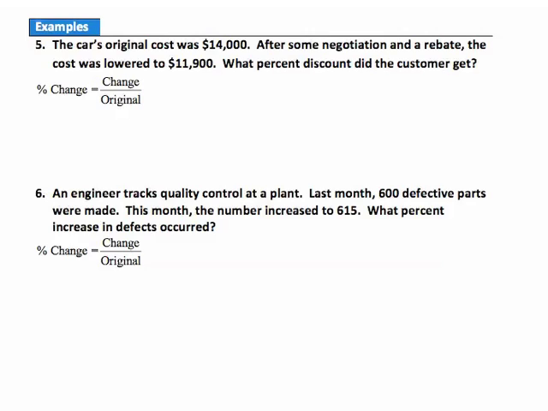The car's original cost was $14,000. After some negotiation and a rebate, the cost was lowered to $11,900. What percent discount did this customer get? Well, remember, our percent increase or decrease is written like this. The percent change is equal to the amount of change divided by the original amount. Okay, in this case, we're looking for the percent discount, so we don't know what that is. That's our variable.